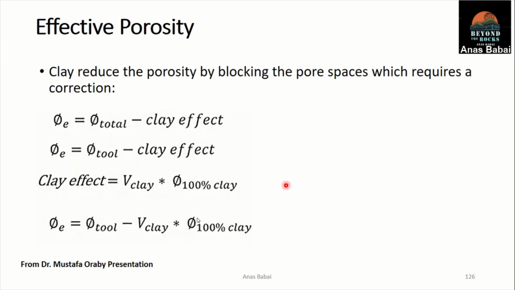Now we'll see the effect of the clay in the effective porosity. The effective porosity is equal to the total porosity minus the clay effect, in other words, the porosity from the tool minus the clay effect, and the clay effect is equal to the volume of clay multiplied by the porosity of 100% clay. So if we substitute all those values, effective porosity equals the porosity from the tool minus the volume of clay multiplied by the porosity of 100% clay.